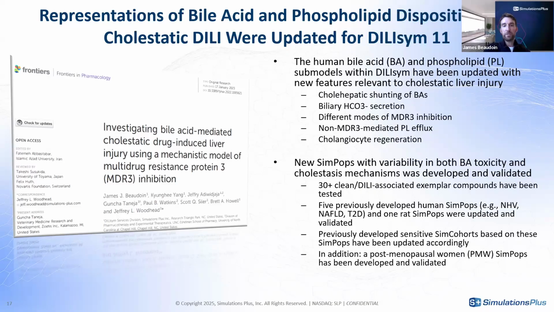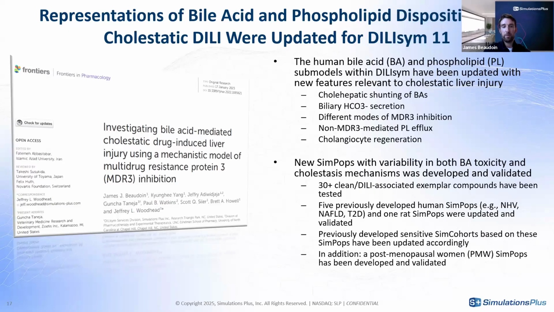So basically, older versions of DILIsym have mainly been focused on the hepatocellular mode of liver injury, whereas we recognize from the literature that about half of all liver injury cases can be attributed to cholestatic liver injury. So we're really trying to make a push towards, in a more detailed way, representing cholestatic liver injury in addition to the hepatocellular mode of injury as well.